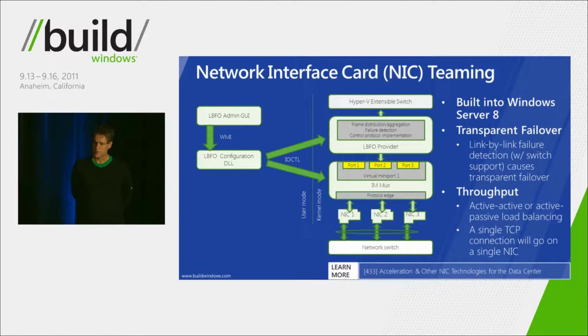NIC teaming enables you to put together several NICs into a single virtual NIC. And that NIC teaming capability, that IMMux shown here, will then load balance across them. You can deploy it as an active-active or active-passive. So active-active would load balance across, and then if any single NIC fails, it would fail over to another NIC. It does this by link-to-link failure detection. So you can deploy this with cooperating switches, and they'll do link-by-link detection and then fail over in case any link dies.